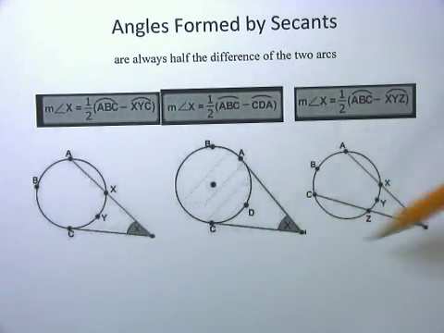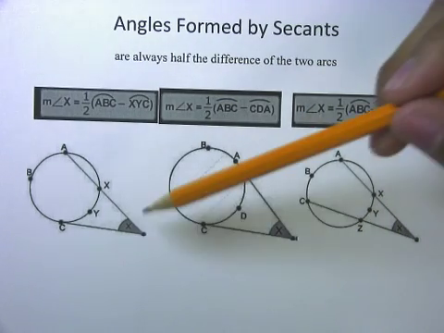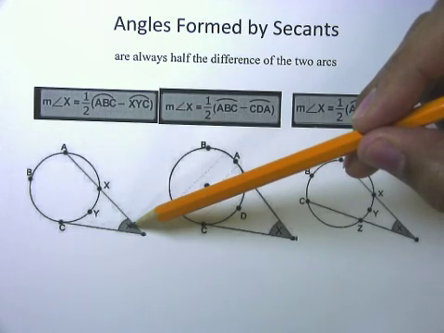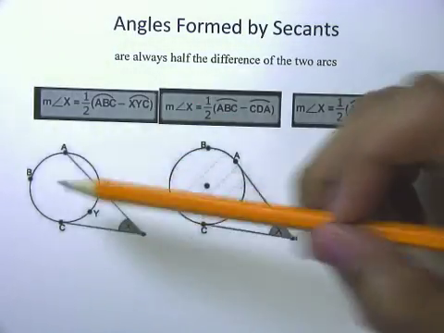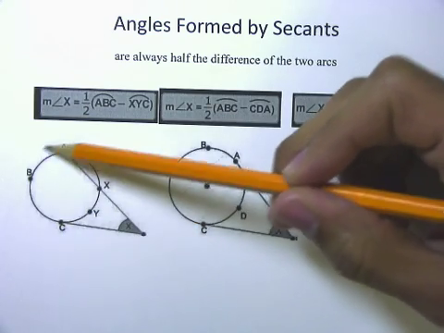It doesn't really matter. The point that I want you to focus on is the fact that they have a common point on the outside of the circle. And what the rule says is that this angle is half the difference of the two arcs that create it. So you may not be able to see it here, but let's take a look here.